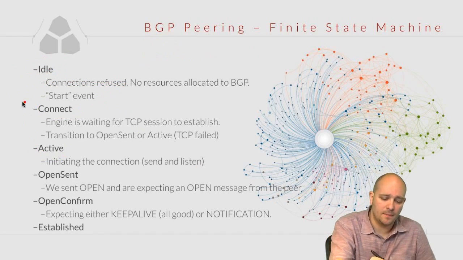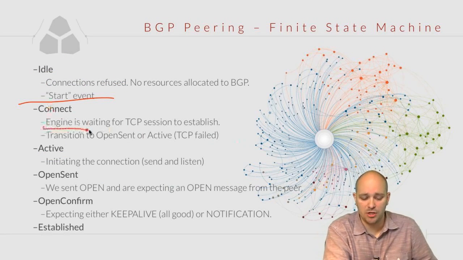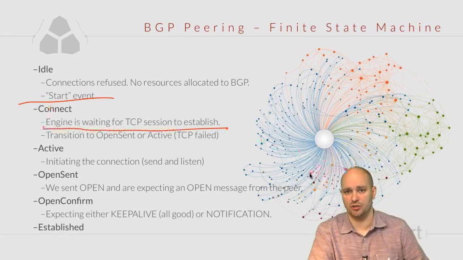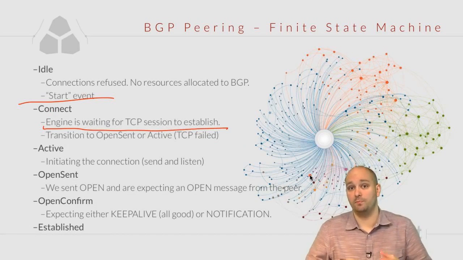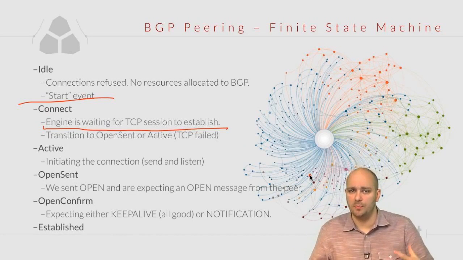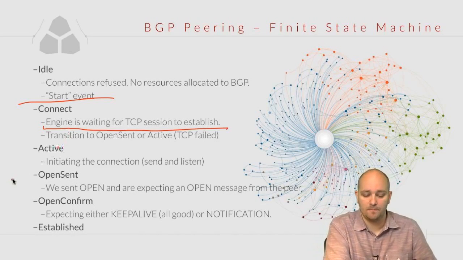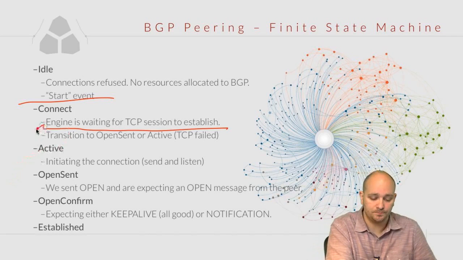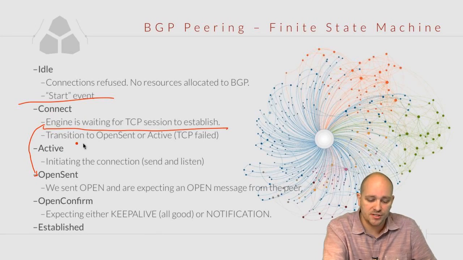So what is happening in these connect or active states? Well, in connect state, the BGP engine is waiting for the TCP session to establish. We know that there is that three-way handshake, so there are certain things that need to happen before BGP can start operating. Once the operating system, the iOS, signals to the BGP process, again in iOS, that the TCP session has been established, the router is going to transition into the open sent state.